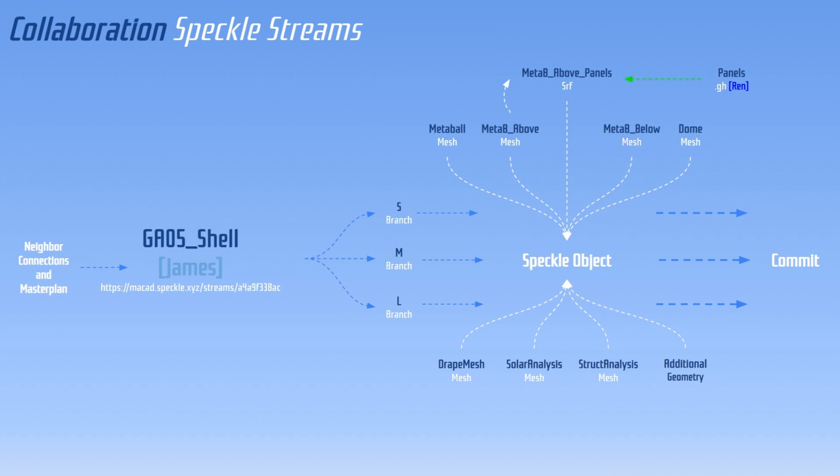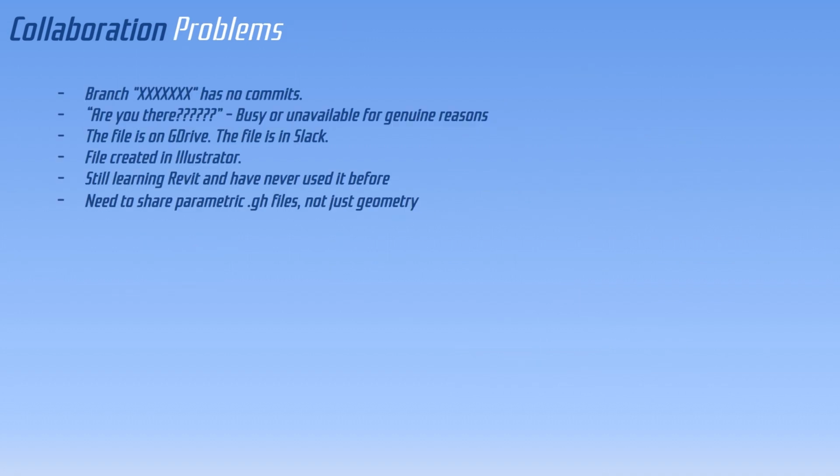Some of our collaboration problems were some branches had no commits. Sometimes we had communication issues. Are you there? Are you busy? Or unavailable for genuine reasons. The files that we had were sometimes shared on Google Drive, sometimes shared on Slack. Some files were made in Illustrator, so therefore that was not a speckle stream.